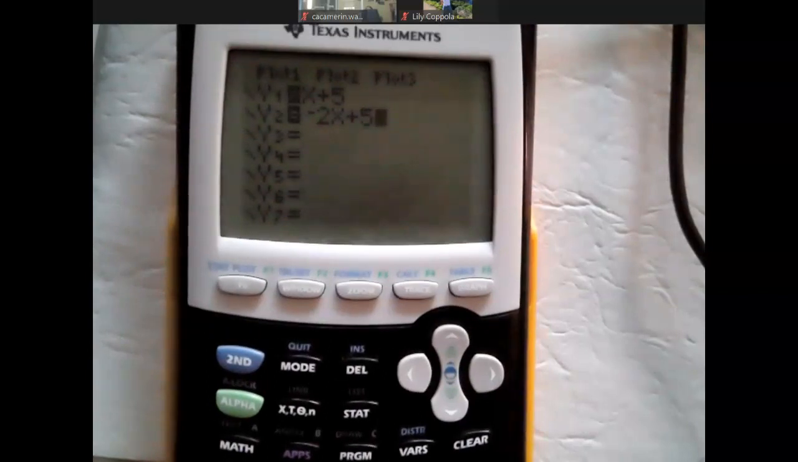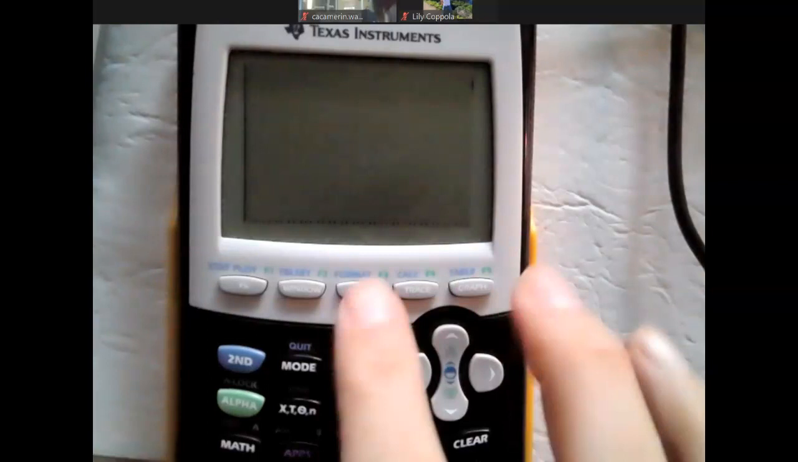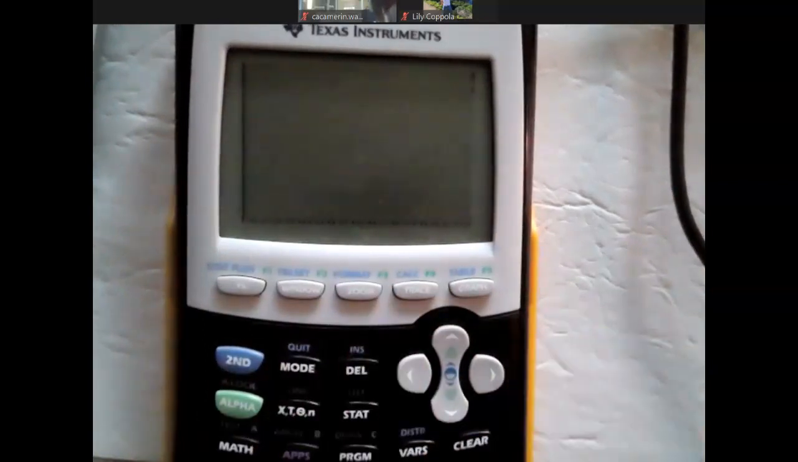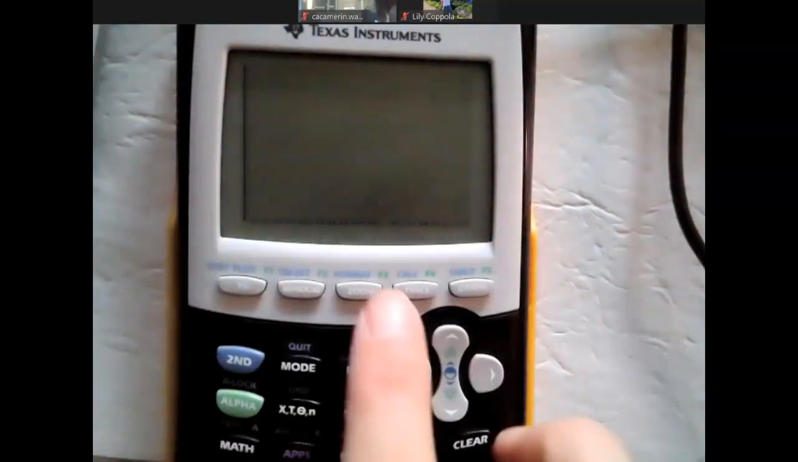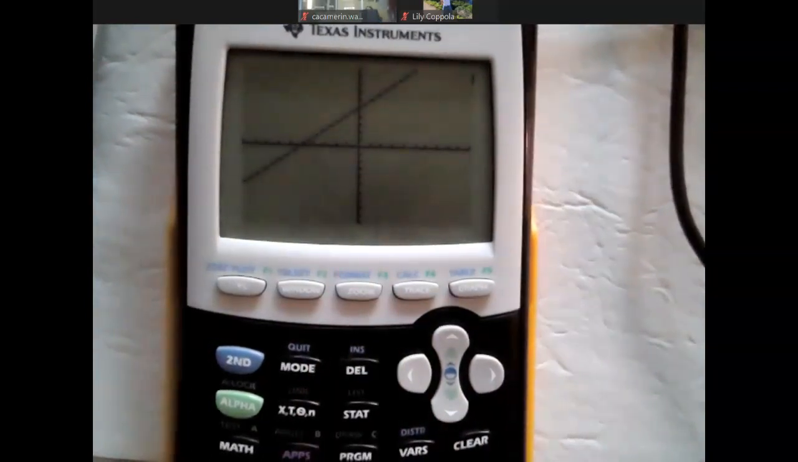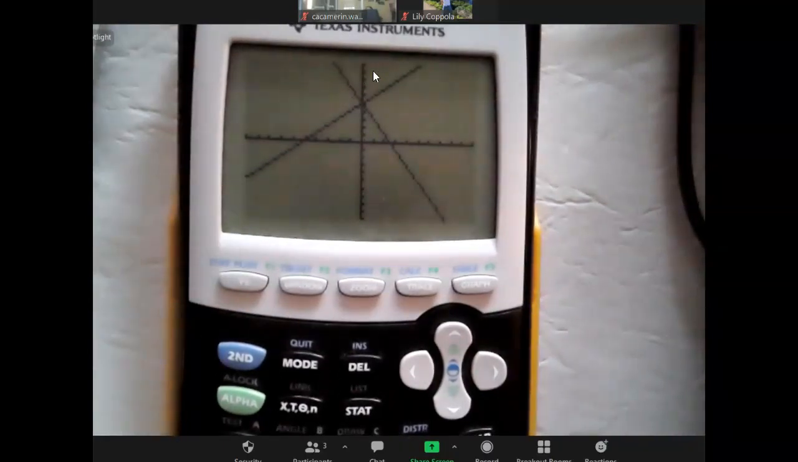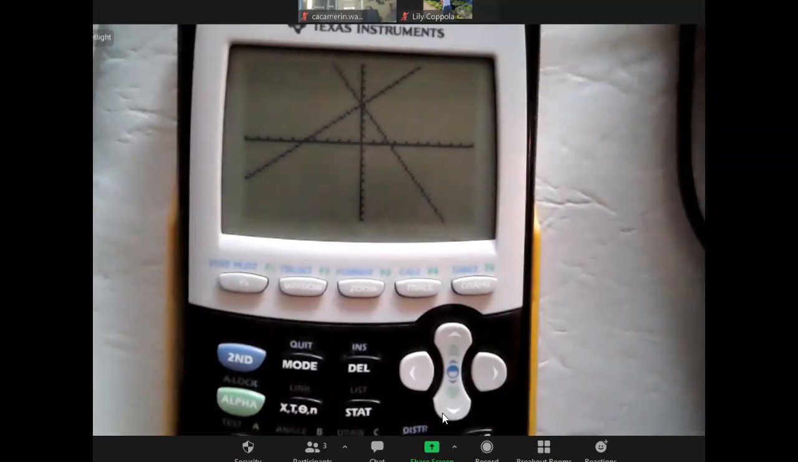And then I want you to graph those. If your graph is kind of funny or you don't see anything, always hit zoom 6. What that does is take you back to a graph that is negative 10 to 10 and negative 10 to 10 all the way around. When I look at this graph, I'm taking into account that they cross each other one time, and that this has a positive slope and this has a negative slope.